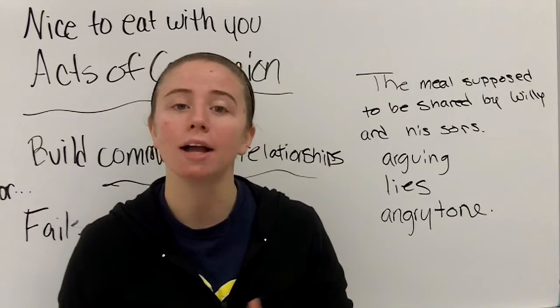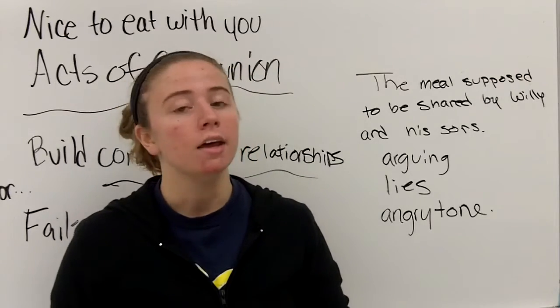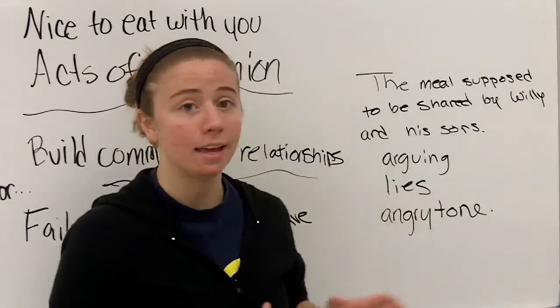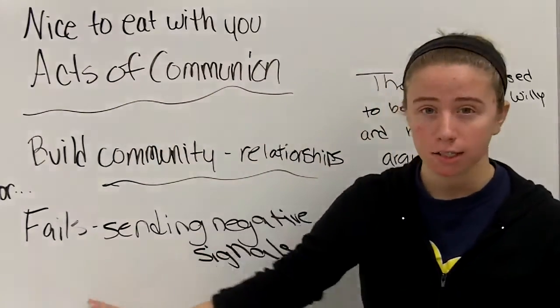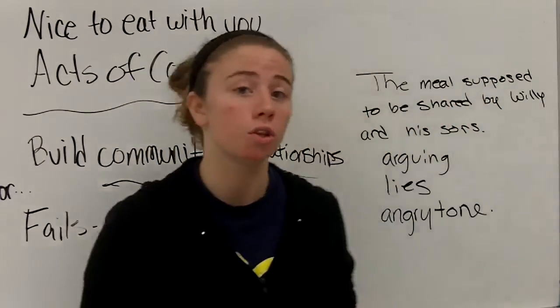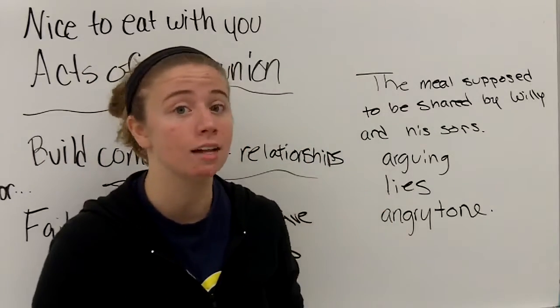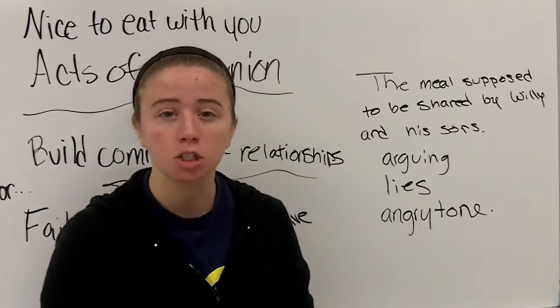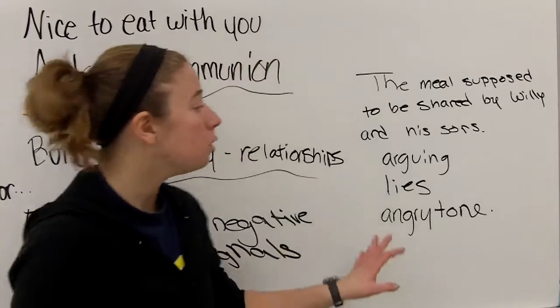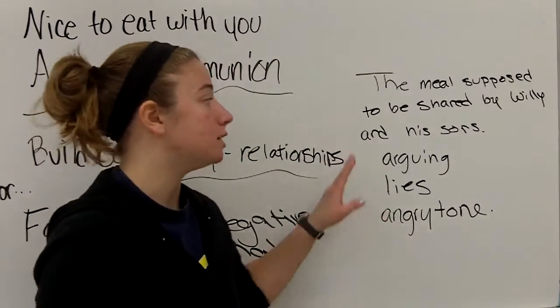But because of the tragic ending that Arthur Miller was planning, he took this meal and used it to fail, to send these negative signals that the relationship between Willy and his sons is most definitely strained, and to show unresolved conflicts. The meal resulted in three key things that I noticed, and it was arguing.